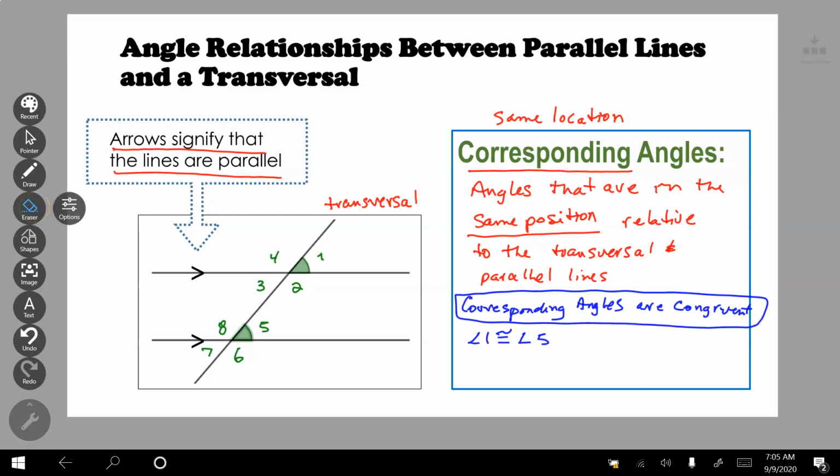Corresponding angles are congruent. So angle 1 and angle 5 are corresponding angles because they're in the same location, the upper right. They are congruent, which means their angle measures are equal. And the other corresponding angles I have in this picture are 2 and 6, 3 and 7, and 4 and 8. They are all in the same location in relationship to the transversal and the parallel lines.